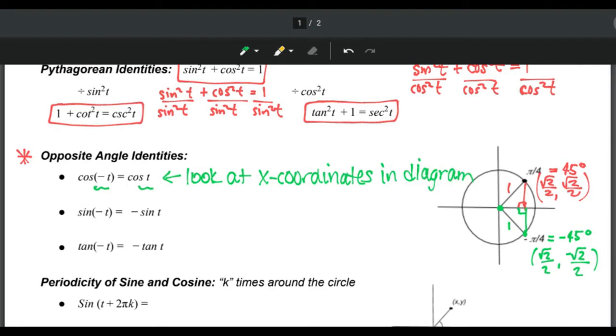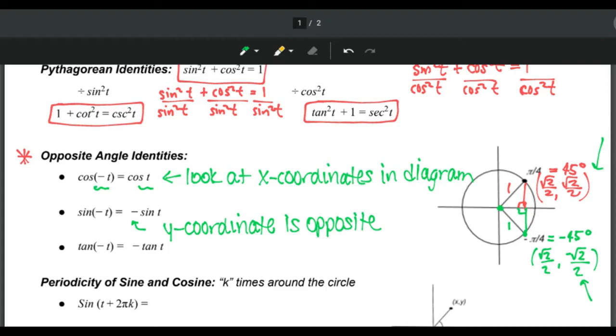When you look at the sine identity, we have sine of a negative version of the angle. So if we look at the negative pi over 4 as compared to sine of positive pi over 4, what changes is the y coordinate is now the opposite. So the y coordinate for the positive angle was positive root 2 over 2. And when we flipped it over into the fourth quadrant, the y coordinate of the negative version of the angle was negative root 2 over 2.